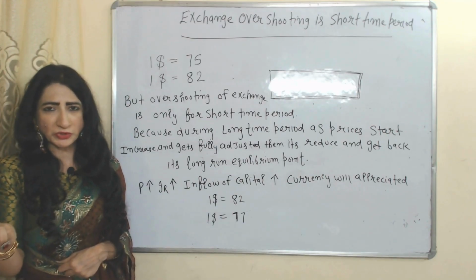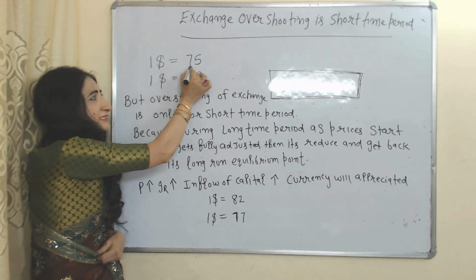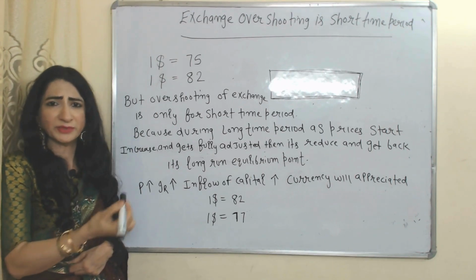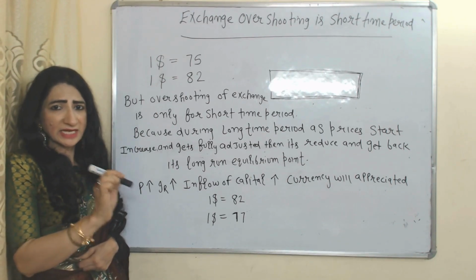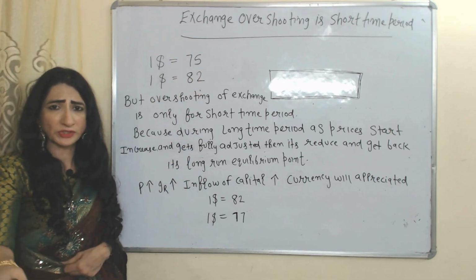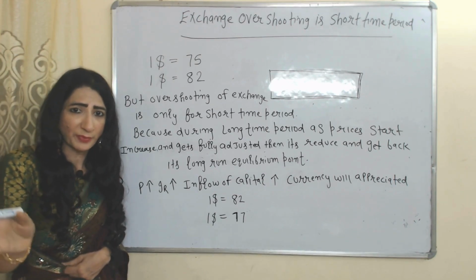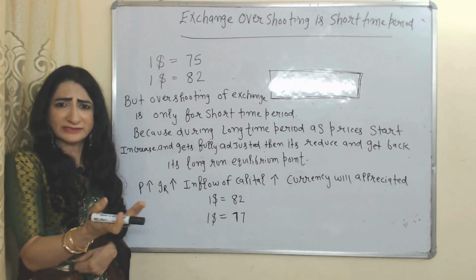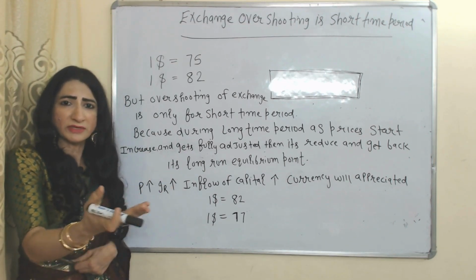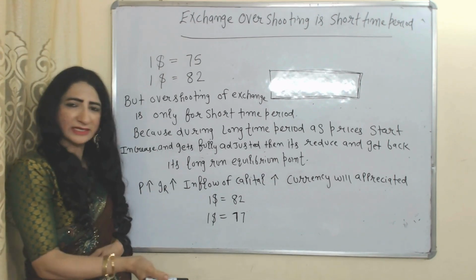Exchange rate overshooting, or we can say the increase in exchange rate from 75 rupees to 82 rupees, is just a short time period concept, because during a long time period, as prices increase and fully adjust, the exchange rate will reduce and get back to the long term equilibrium point. But how? An increase in prices will increase the interest rate.